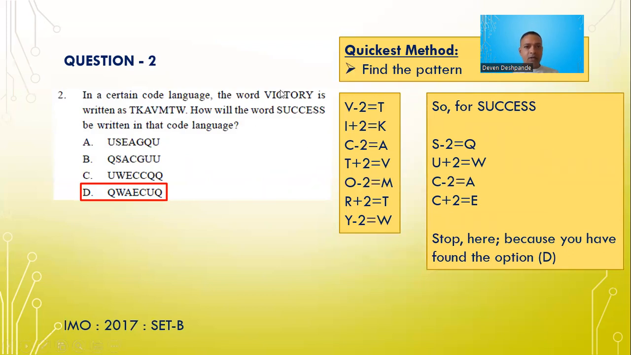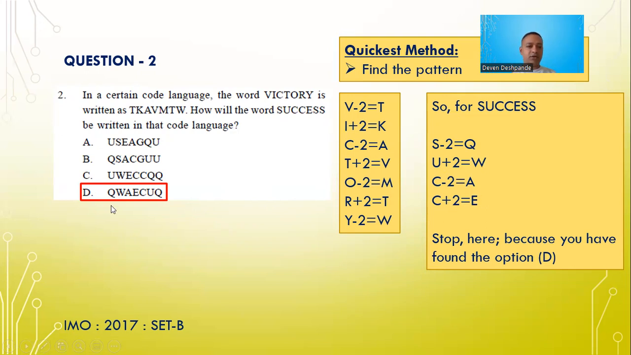Then C minus 2. C minus 2 will be A because ABC. T plus 2. RSTUV will be V. And that's how you get TKAVMTW. Similarly, for success, you have to minus. S minus 2 will be Q. U plus 2, UVW. U plus 2 will be W. C minus 2 will be A. And C plus 2 will be E, isn't it? SUCC. So the first four letters will be QWAE.